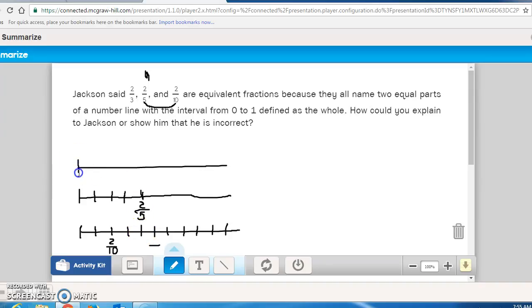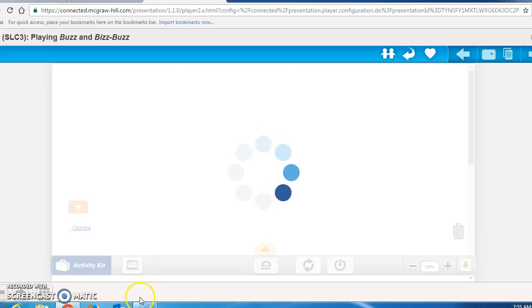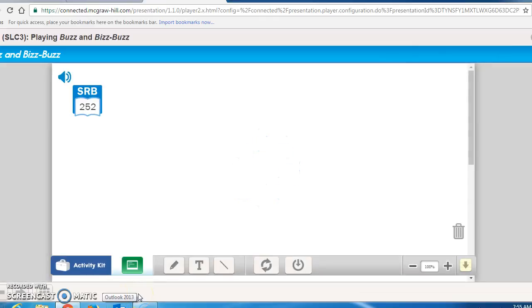And on the next one, I'm cutting it into thirds. And again, if it's 2/3, I'm going to be past the halfway mark, approximately here. So none of them are equivalent. You can look in your SR page 252 for the Biz Buzz Buzz game, which we probably will not have time for this week, but we have reviewed it and practiced it in the past.